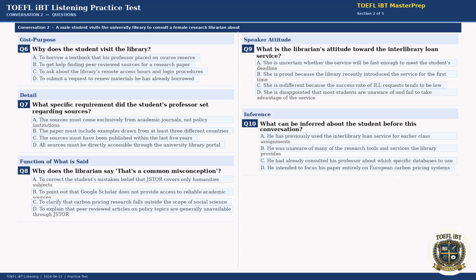Conversation 2. You will hear a conversation. A male student visits the university library to consult a female research librarian about finding sufficient peer-reviewed sources for a research paper on international carbon pricing policies. First, you have some time to look at the 5 questions.